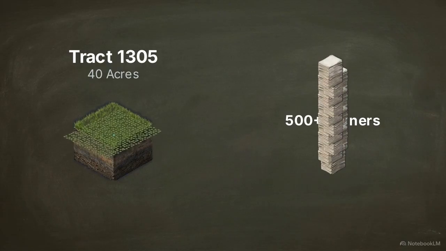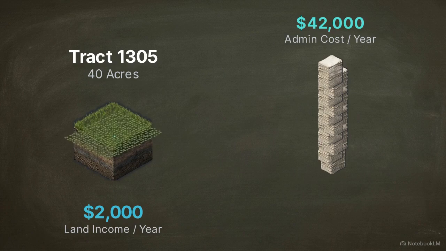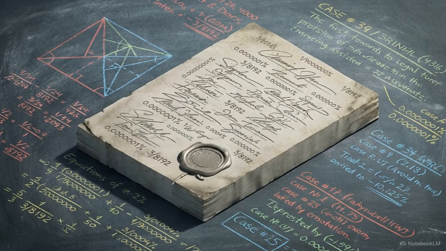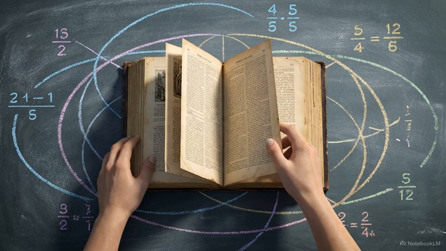The Department of the Interior estimates that processing leases and distributing fractions of pennies to the heirs of Tract 1305 costs the federal government over $42,000 a year. The land itself produces roughly $2,000 in annual income. This administrative gridlock is called fractionation. It occurs when property ownership is divided into increasingly microscopic percentages over several generations, eventually making the land impossible to use or develop. This mathematical outcome began with a specific piece of legislation passed over 130 years ago.